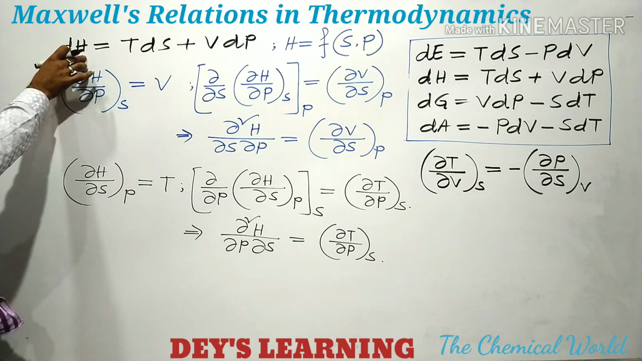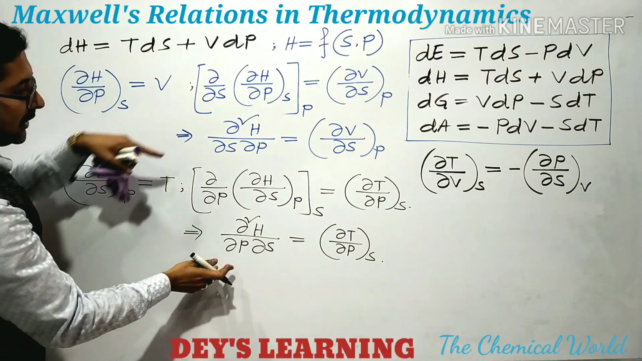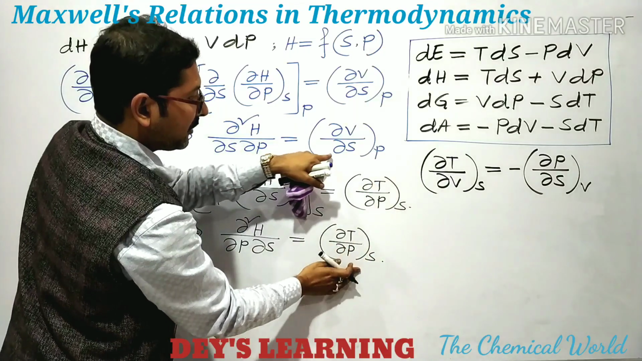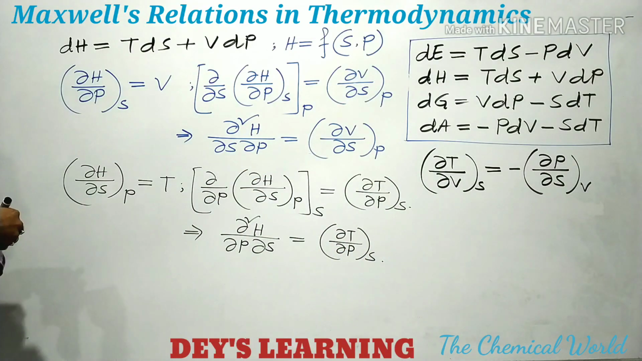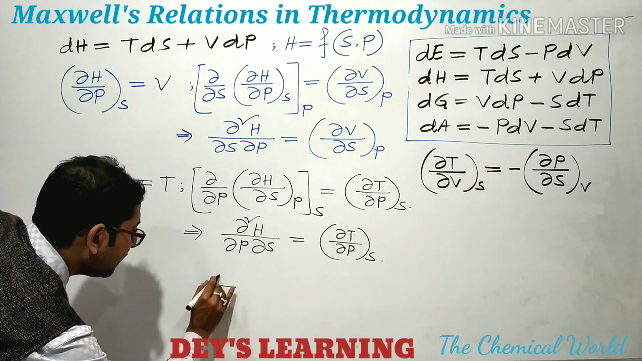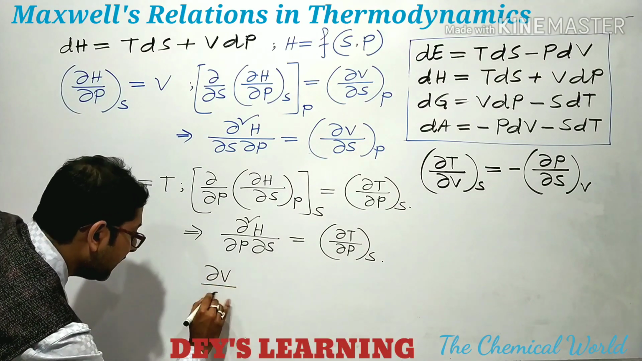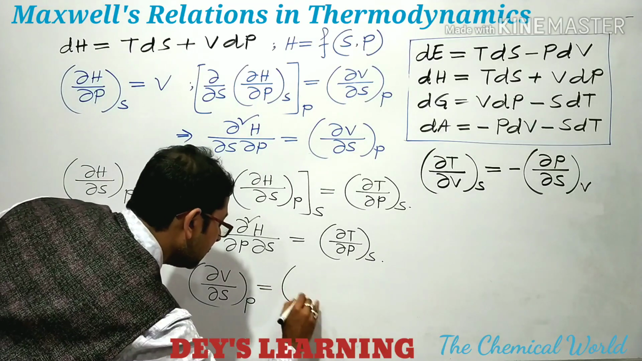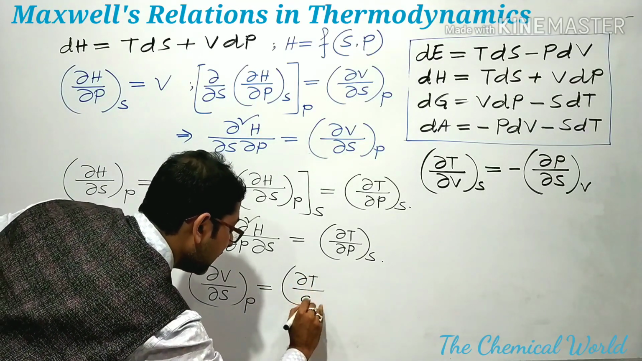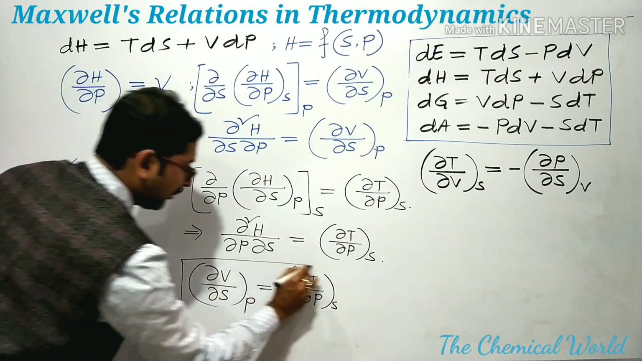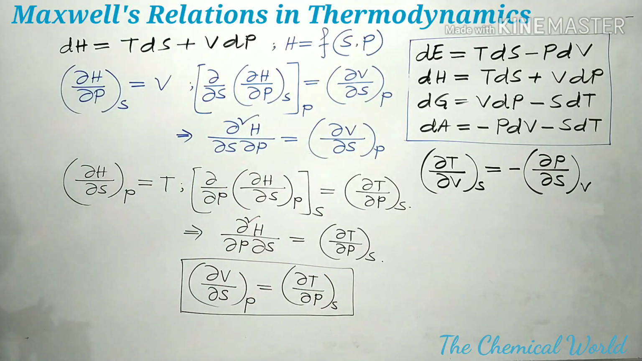dH also is an exact differential. इसके कारण these two terms are equal, and as a result these two terms are equal. So this one gives us the second Maxwell relation. We can write del V del S at constant P equal to del T del P at constant S. This is our second Maxwell relation.